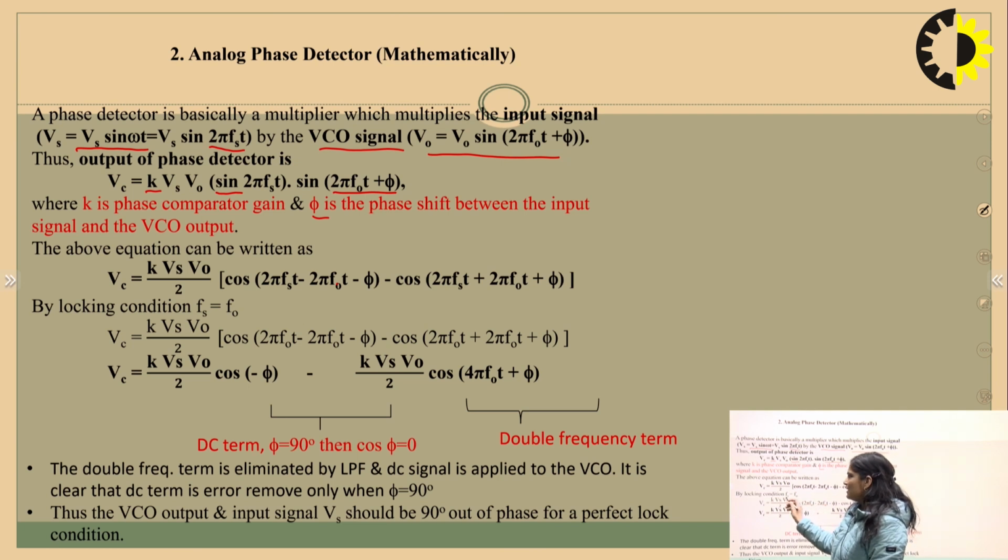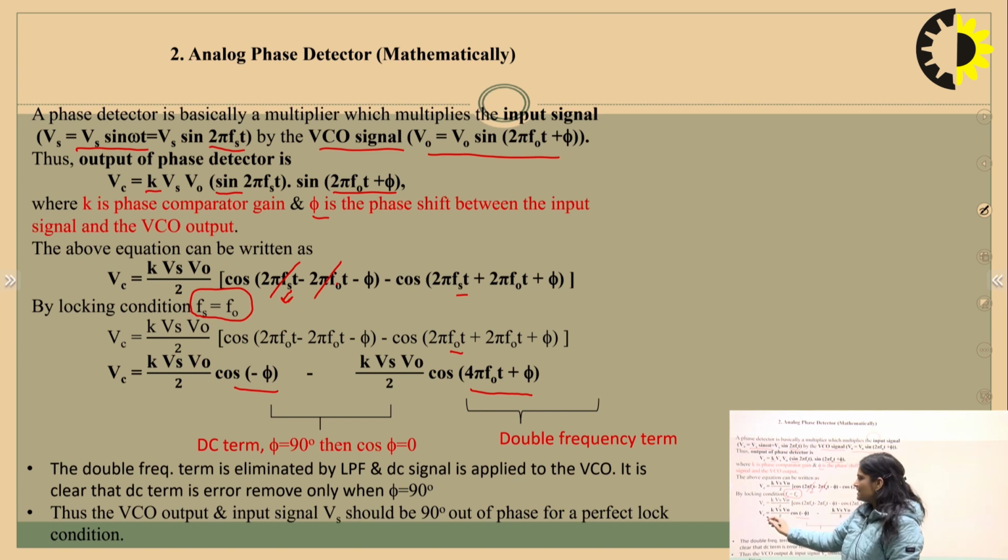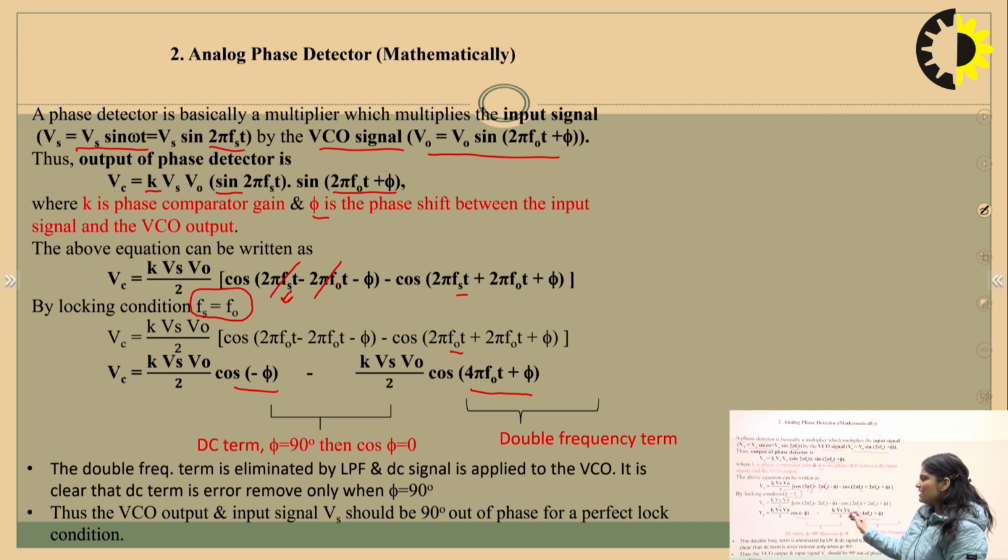Now by the locking condition we have to apply Fs equal to F0. So in this equation you can put Fs equal to F0. Then the terms 2 pi fs t and 2 pi f0 t in the first cosine cancel out, and you will get cos minus phi. In the second term, replacing Fs with F0, you will get 4 pi f naught t plus phi. Now the final equation is Vc equal to k Vs V naught upon 2 cos minus phi, minus k Vs V naught upon 2 cos (4 pi f naught t plus phi).